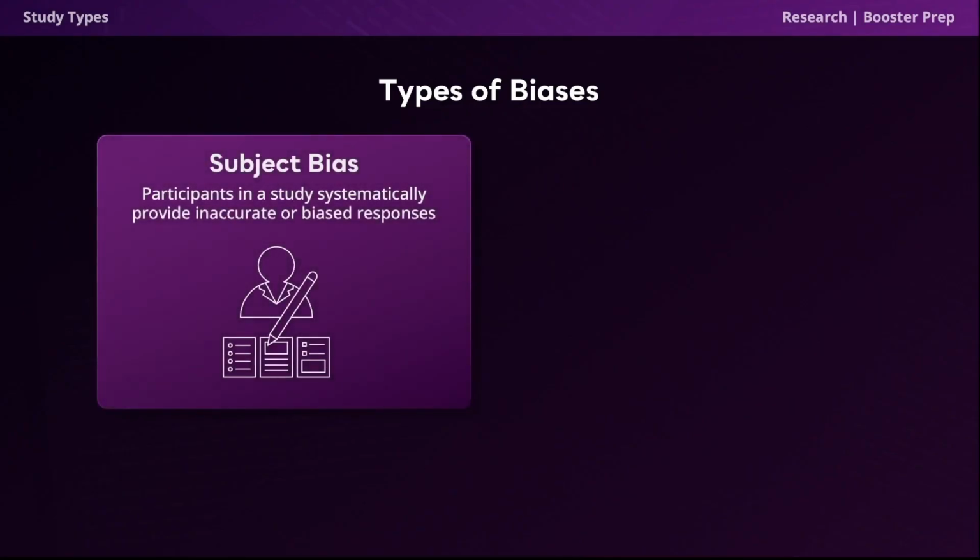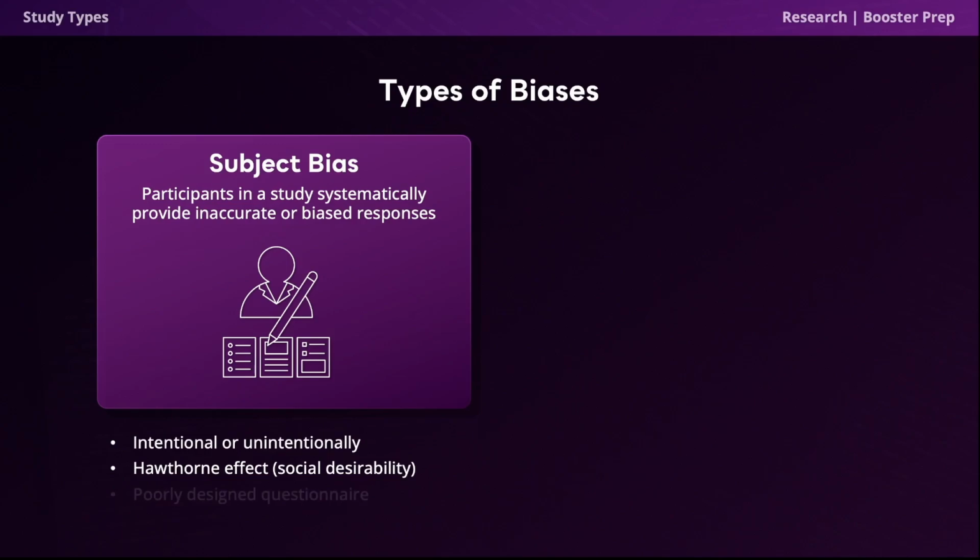Next is subject bias. Subject bias occurs when participants in a study systematically provide inaccurate or biased responses. This can happen either intentionally or unintentionally. The Hawthorne effect is an example of subject bias in which participants intentionally change their behavior or response because they know that they are being studied. For example, if you were to ask your patient how often they flossed, some might say every day because it is the more socially desirable answer, when in fact they do not. Subject bias can also occur unintentionally when the questionnaire is poorly designed, making it difficult for subjects to provide accurate answers.